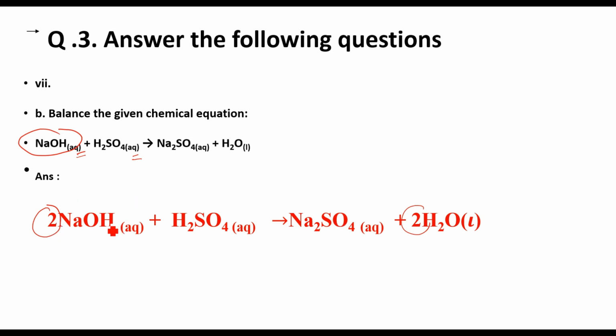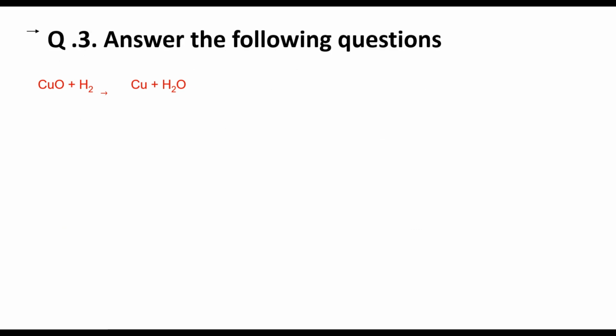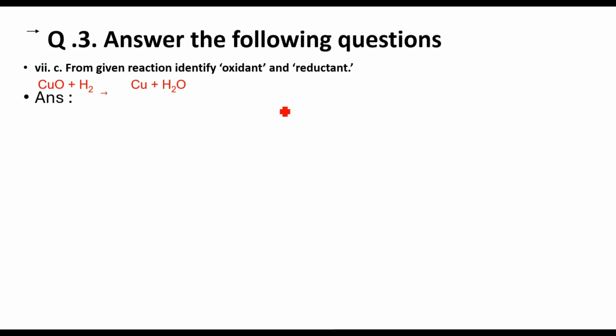And here a direct answer is required. If you want to do the steps, it doesn't matter at all. But for the final answer, we are going to check the balancing of the equation with proper labeling and the numbers. Now the next question comes here. From the given reaction, copper oxide reacts with hydrogen, giving copper and water. Then identify the oxidant and reductant.